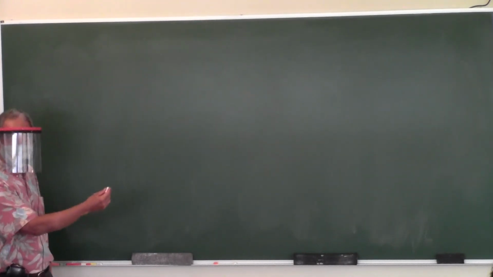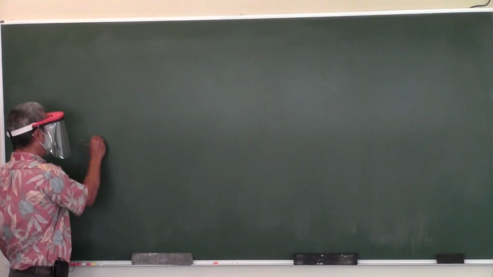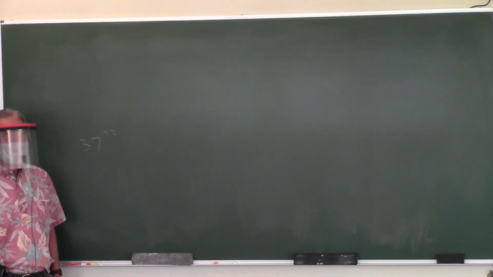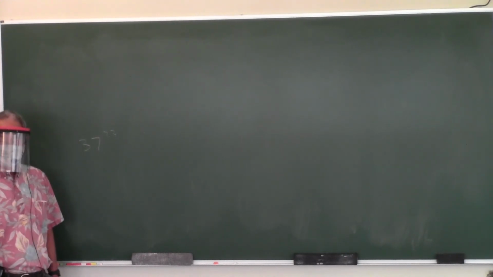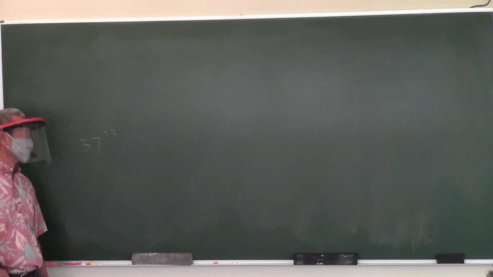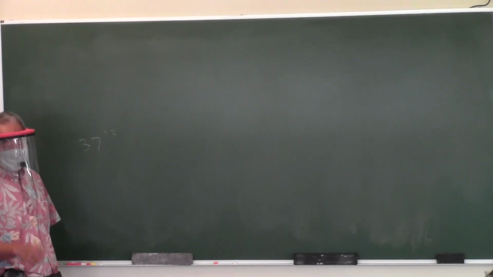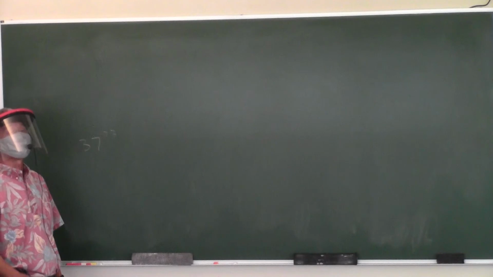Okay, what was the homework problem? 37 to the 73. How can that be? Okay, numbers. Kanashiro? Just look it up on your homework. Oh yeah, good.